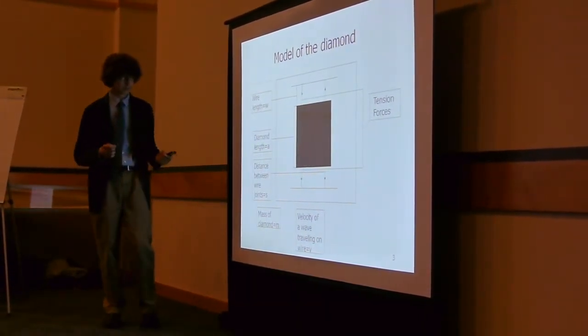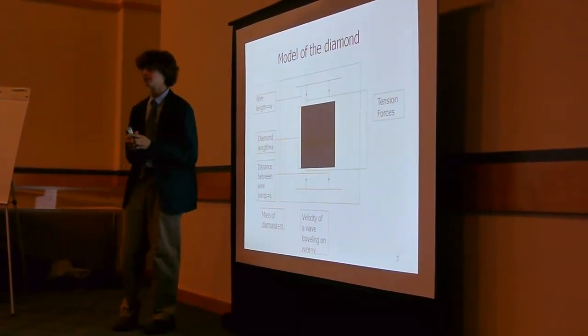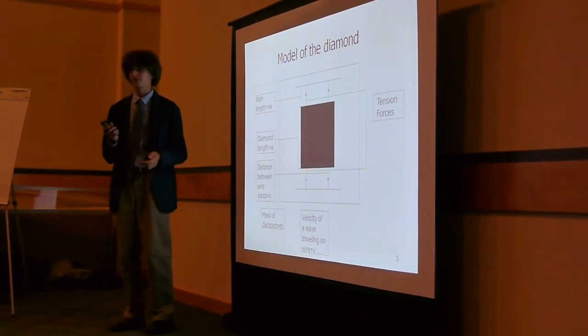And the mass of diamond is M. The velocity of a wave traveling along the wire is V. And all of these will come in later in our equations when I'll talk about that in a couple of slides.